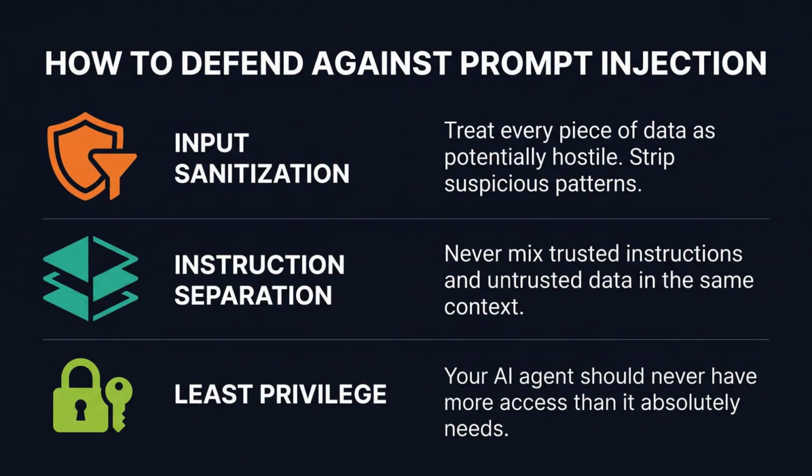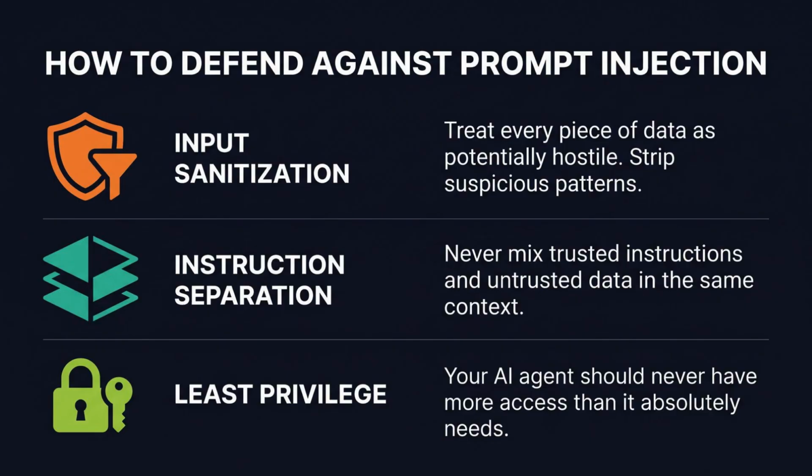Second, instruction separation. Never mix trusted instructions and untrusted data in the same context window. Use a system prompt for your rules. Use a separate isolated input for your user data. If your architecture doesn't enforce this boundary, rebuild it.